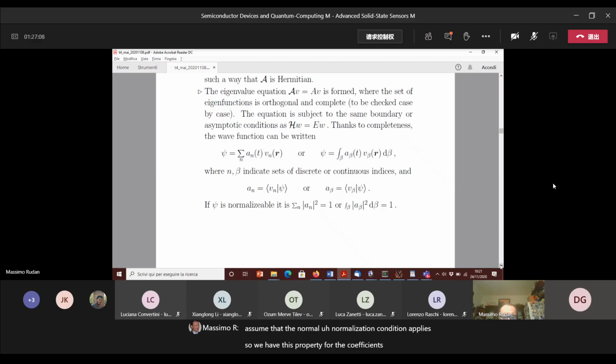Okay, at this point we may exploit the coefficients to find the probability that a measurement finds one or the other of the eigenvalues of the operator A. We start with the discrete case because it is simpler.